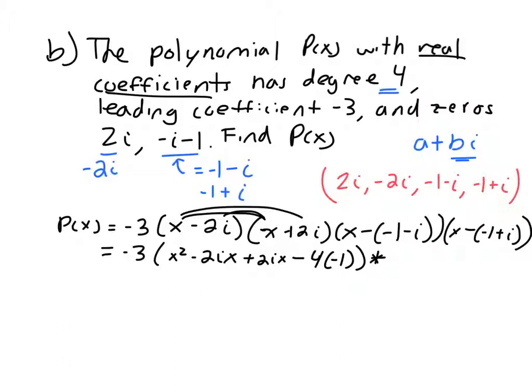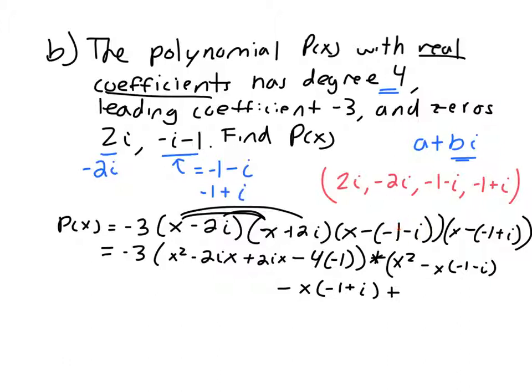I'm going to FOIL over here, so I'll have x squared minus, so I'm going to take first times the inner, so this one times that one. So that would be x times -1 minus i. And then, so first, inner, outer, okay. So I'm running out of room, so I'm going to write that down here. Minus x plus i. And then the last two terms, okay.